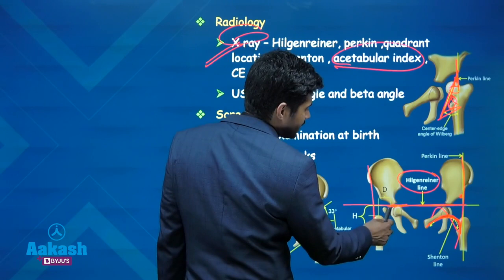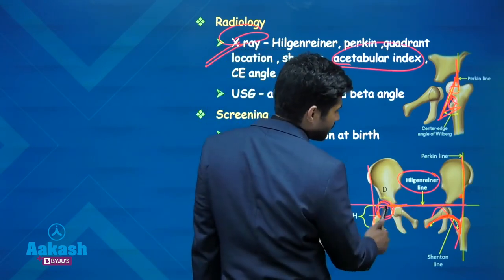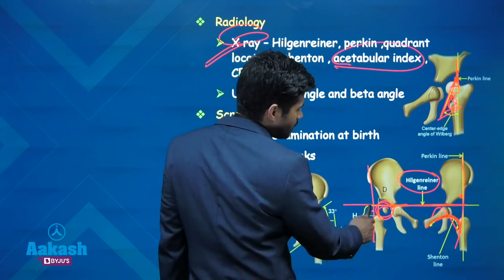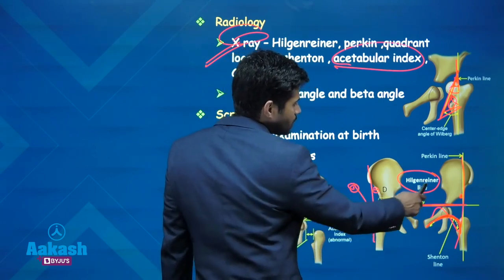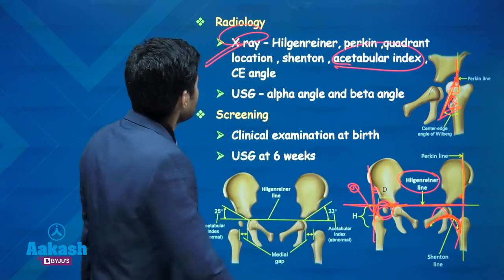Usually the femoral head lies in the lower inner quadrant. But if the hip is subluxated, then what will happen? It will be lying somewhere here. So that's what we see in Hilgenreiner line and Perkin line assessment, right?